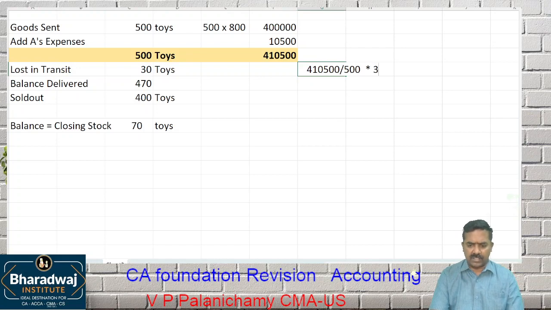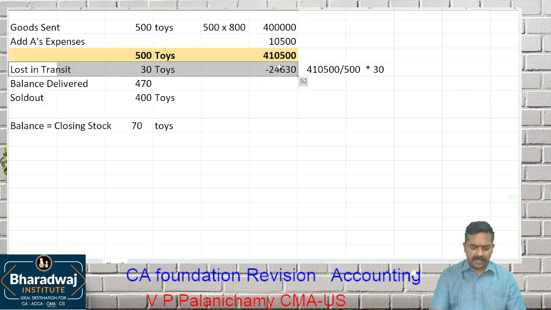What is for 30? So if you eliminate that, you get the value of the balance delivered. How much value do we get?